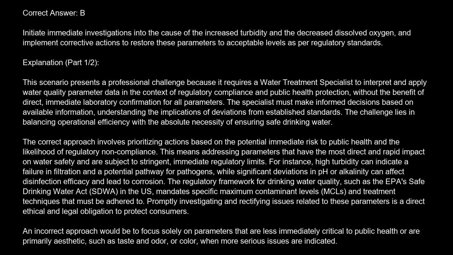The regulatory framework for drinking water quality, such as the EPA's Safe Drinking Water Act, SDWA, in the U.S., mandates specific maximum contaminant levels, MCL, and treatment techniques that must be adhered to. Promptly investigating and rectifying issues related to these parameters is a direct ethical and legal obligation to protect consumers.